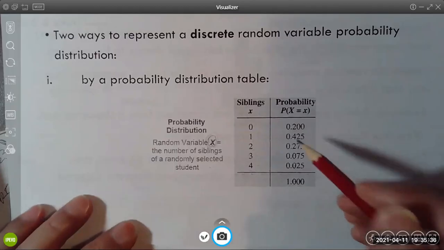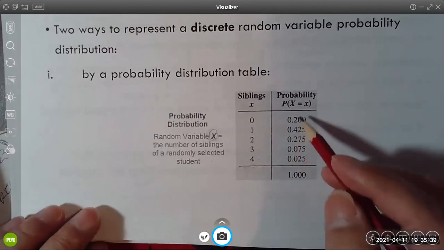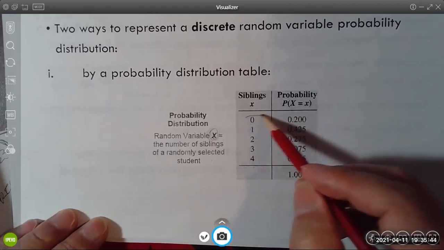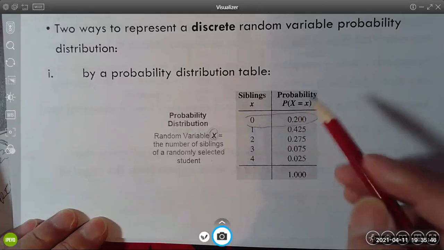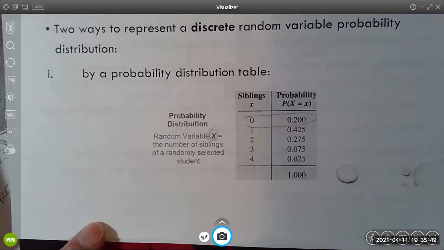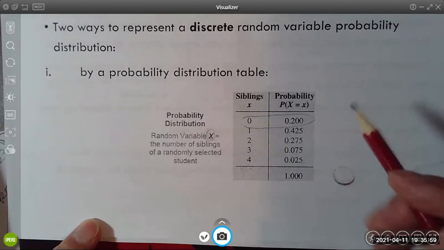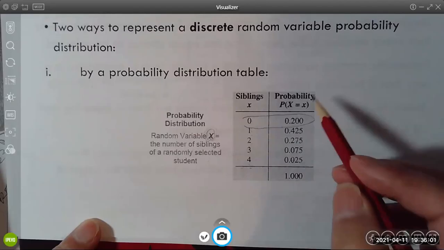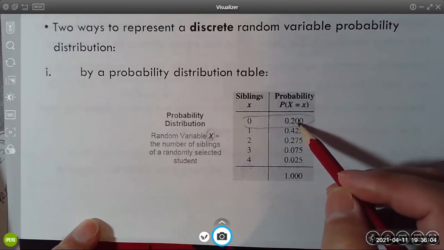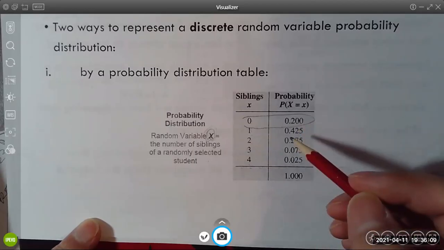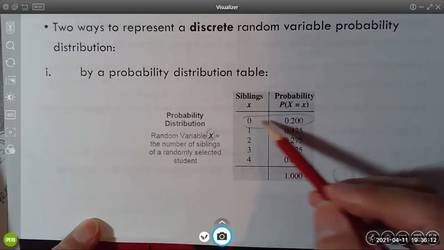Now, the second column is a probability column. How do we read this table? Take the first one as an example. This is the value, this is the probability. In other words, in that group of students, if I randomly select one, remember, randomly really means everybody has an equal chance to be selected. If I randomly select a student, there's a 20% chance, 0.2 equals 20%, that the student has no siblings. That's the meaning of these two numbers.